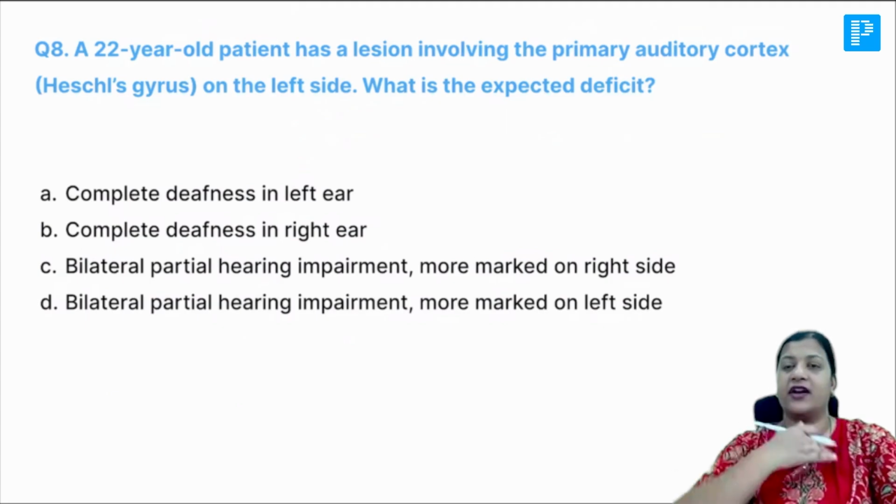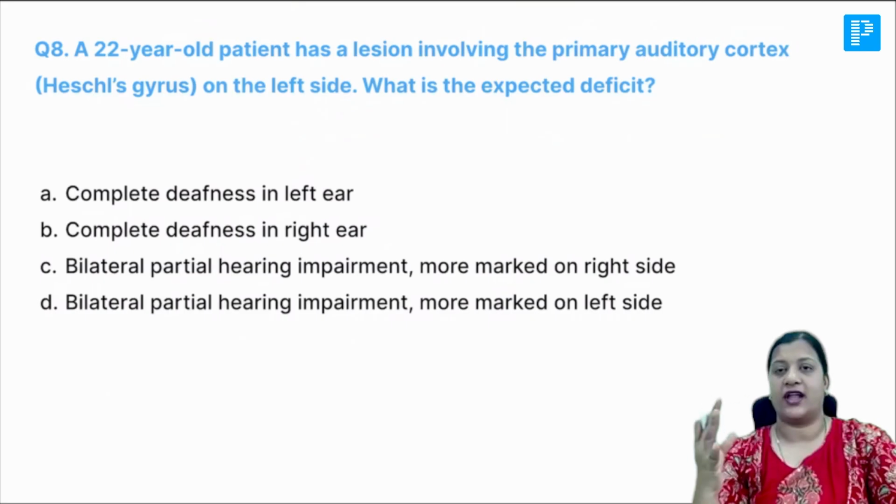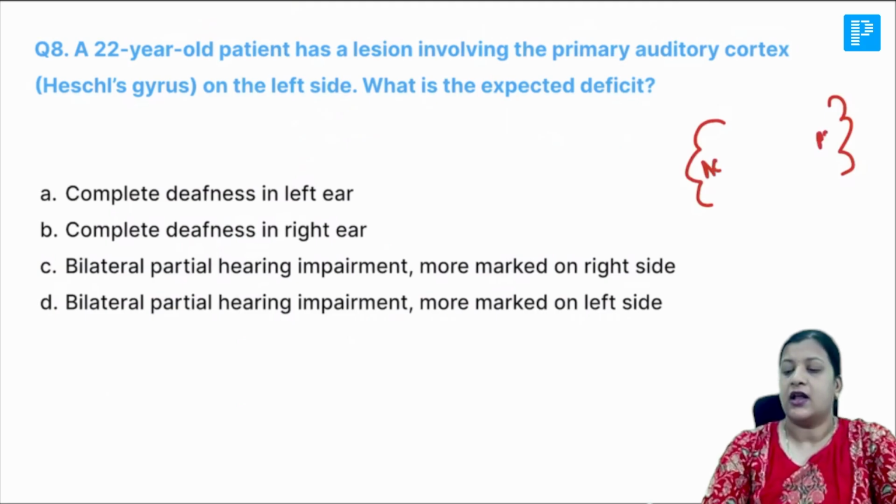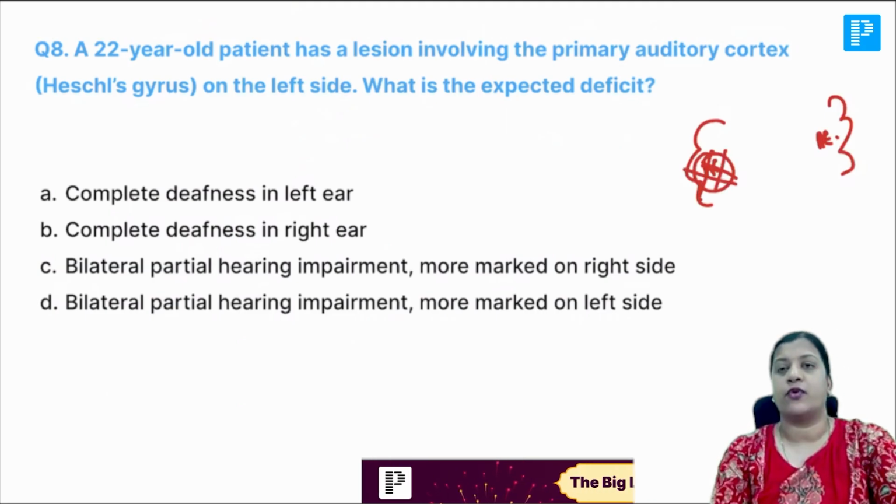See, finally, the auditory pathway will go to the cerebral cortex, right? So in both cerebral hemispheres, we have the auditory cortex, which is your primary auditory cortex. Now, in your auditory cortex, there is a lesion, okay, in the superior temporal gyrus.